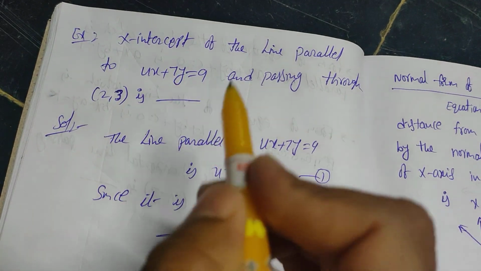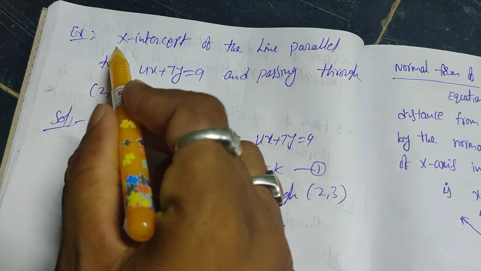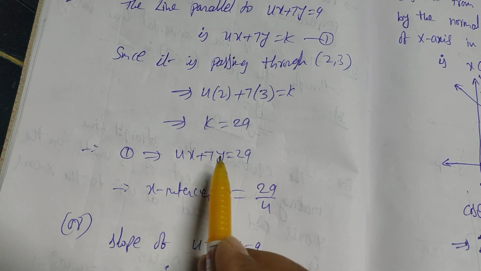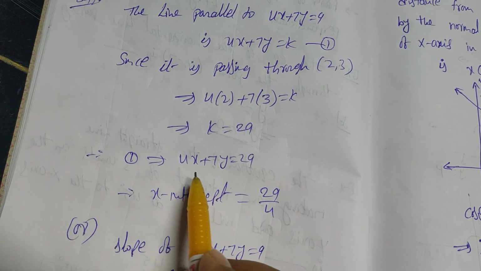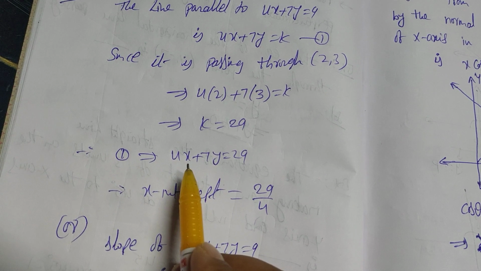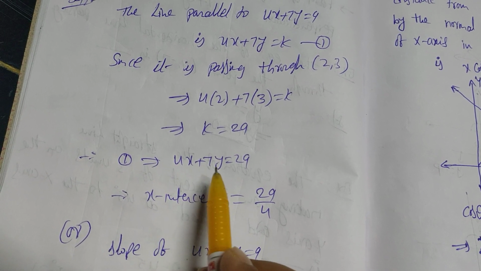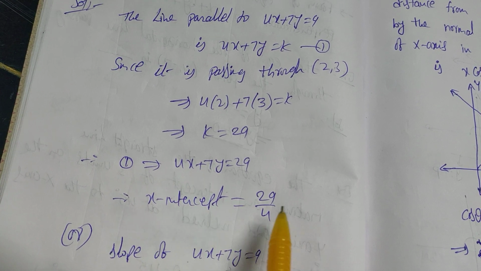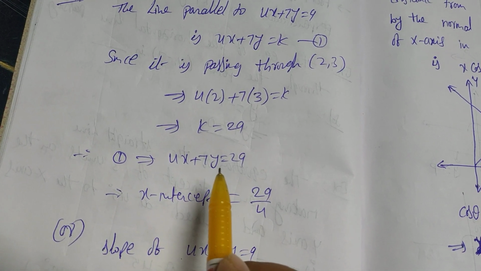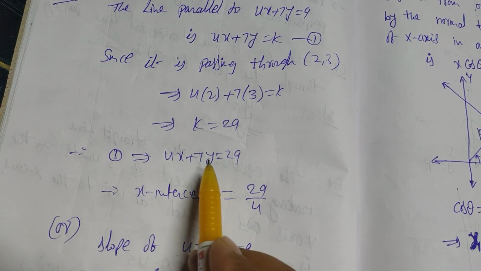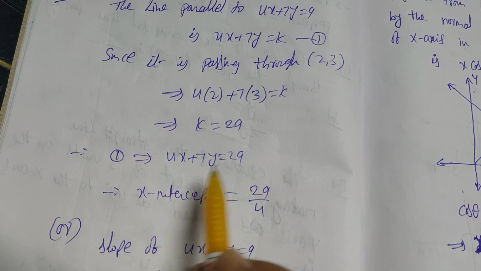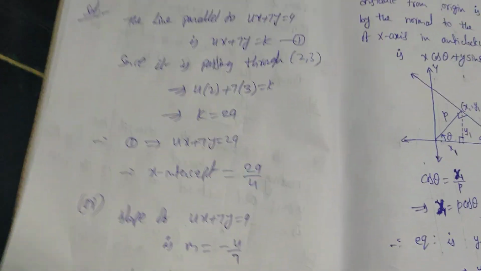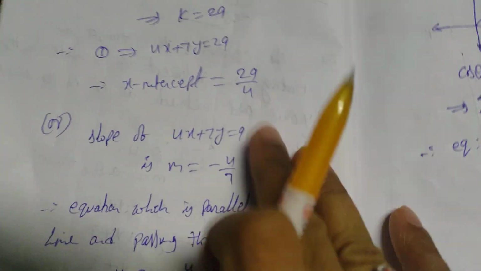Now he is asking for the x-intercept. So what is that? If you transpose 29 to the left side, it gives 4x by 29 plus 7y by 29 is equal to 1. Then x-intercept is nothing but 29 by 4. Otherwise, to get x-intercept, take y is equal to 0. So this term becomes 0. So 4x is equal to 29. So x is equal to 29 by 4. That is nothing but our required x-intercept. Next one.